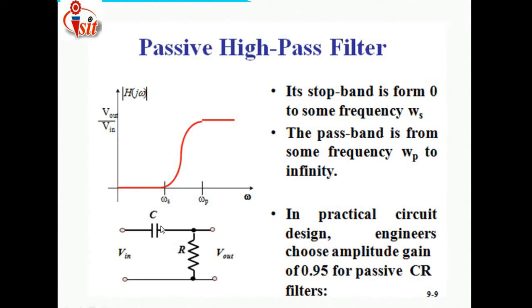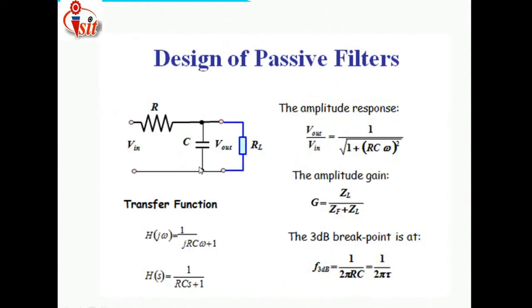In that, the capacitor is connected in series and the resistor is connected in parallel. Here we are applying the input, and here we are calculating the output voltage. Then design of the passive filters. Passive filters are designed by using components like the resistor, capacitor, inductor, amplifiers. But when we design any circuit using only resistor, capacitor and inductor, then that type of circuit is called a passive filter.